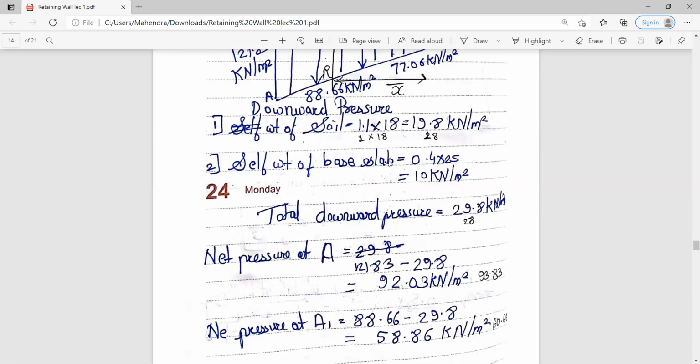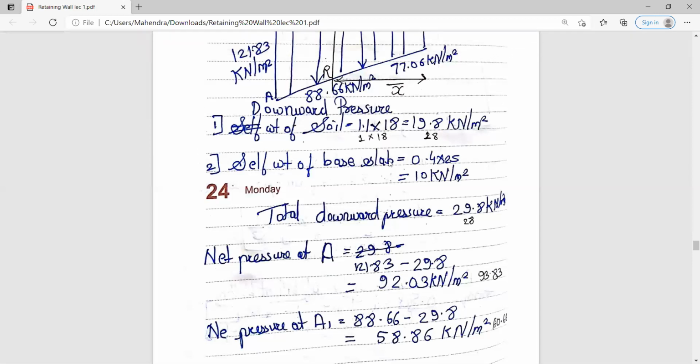Then self weight of the base slab. Self weight of the base slab के लिए, that is 0.4, you are going to consider 0.4 into again density, that is 25. So self weight of the base slab आपको मिलता है 10 kilonewton per meter square. So total downward pressure will be 18 plus 10, that is 28 kilonewton per meter square.